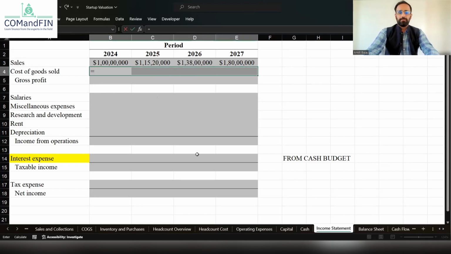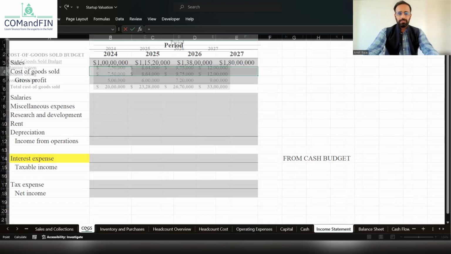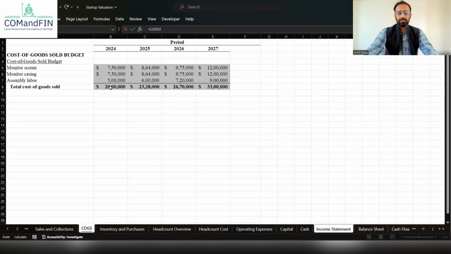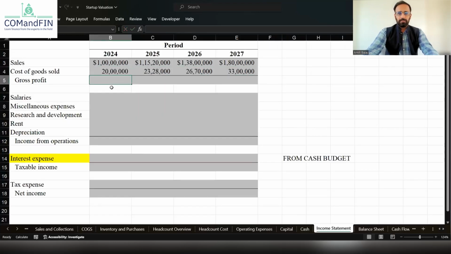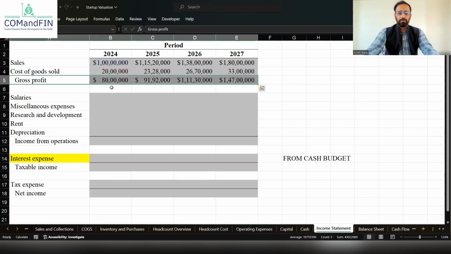After that, we have to bring the value of COGS. So here you can see COGS value is given, right? Which is 20 lakh, 23 lakh, 28,000. So I will bring this value into this sheet, right? If I want to calculate the gross profit, so gross profit is going to be the difference between sales and costs, right? So this is going to be the gross profit here, right?